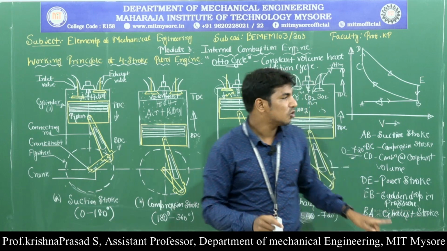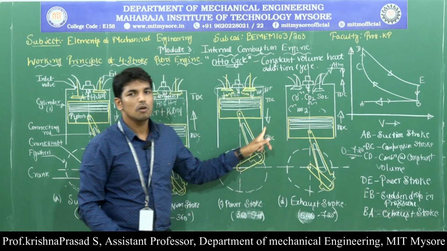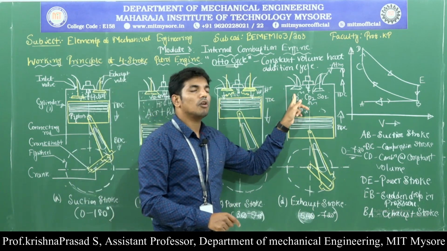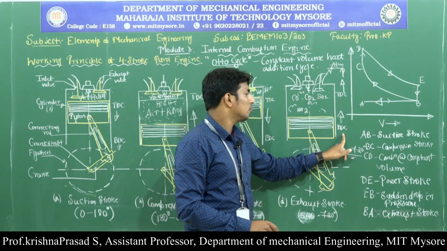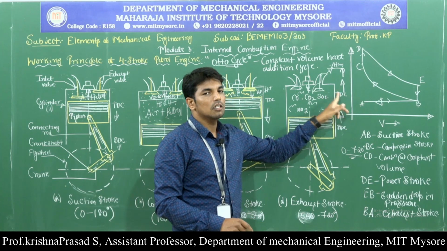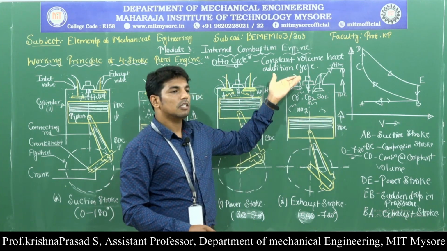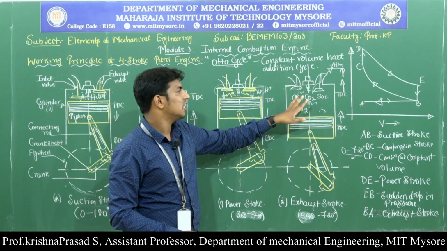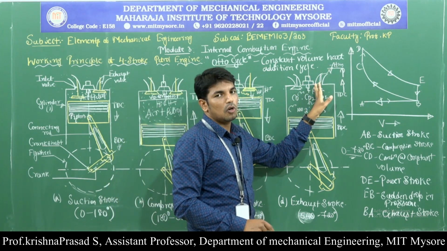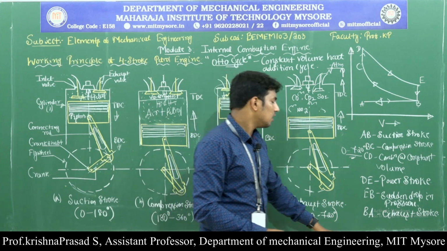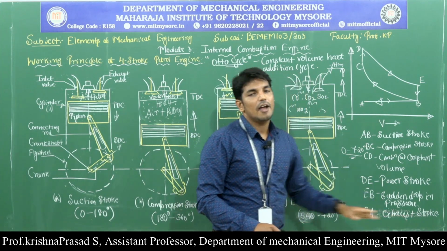Okay, then last one, it is called as the exhaust stroke. So in the exhaust stroke, inlet valve is closed and exhaust valve is open, and the piston moves from bottom dead center to the top dead center. So due to the upward movement of the piston, whatever the burnt gases present inside the engine cylinder, it is expelled out through exhaust valve into the atmosphere, and line BA represents the exhaust stroke.